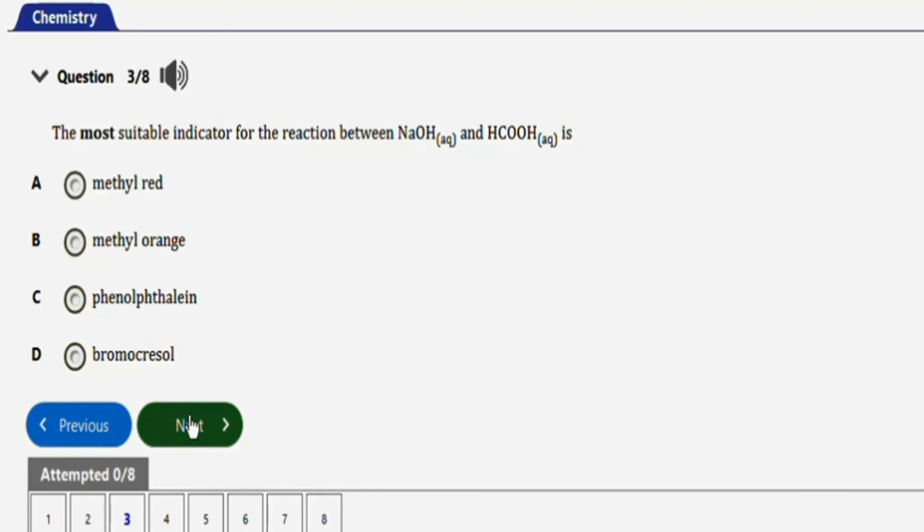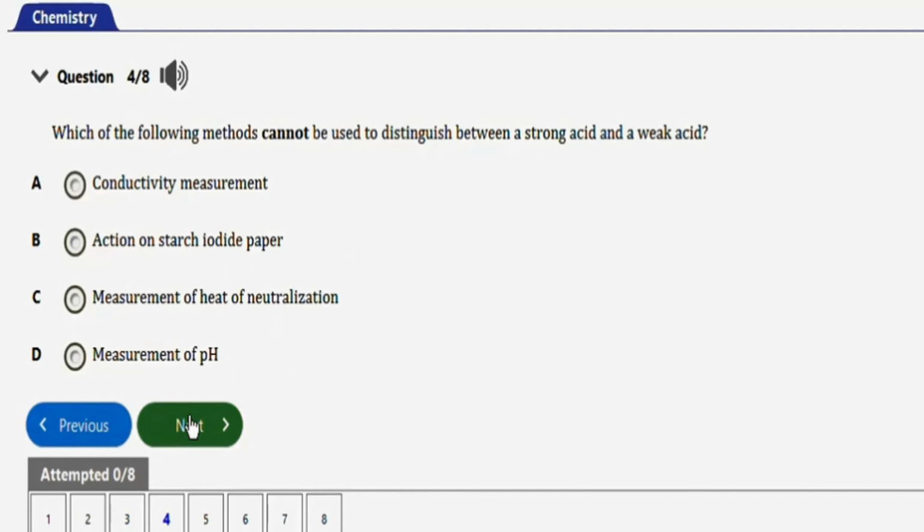The next repeated question will be this one. It says, which of the following methods cannot be used to distinguish between a strong acid and a weak acid? So we have conductivity measurement. Yes, it's among it. We have action of starch iodide paper. No, this is not among it. Measurement of heat of neutralization. Yes. Measurement of pH. Yes. The right option will be option B. This is the only method that cannot be used to distinguish between a strong acid and a weak acid. That's it for this question.